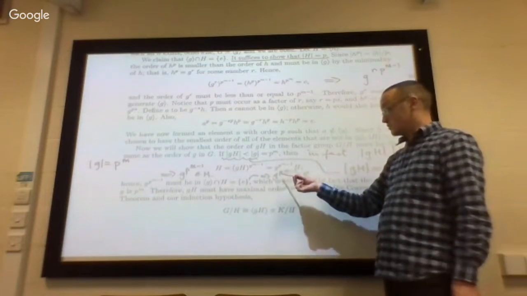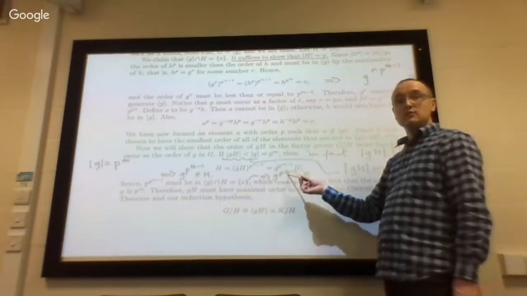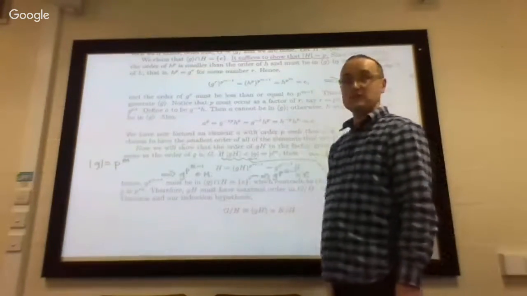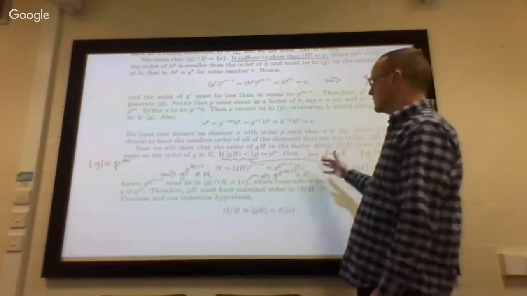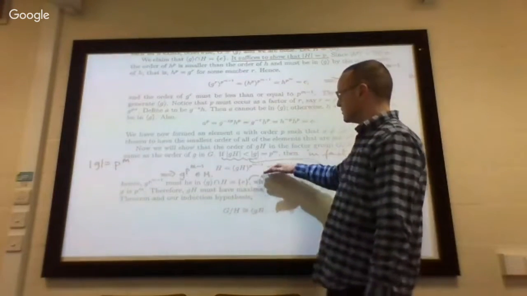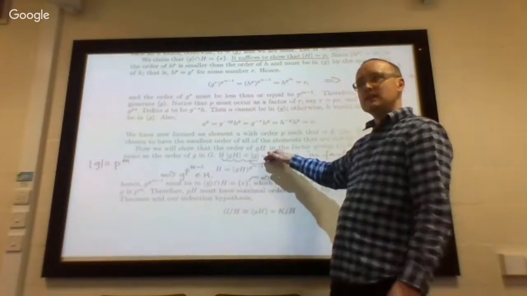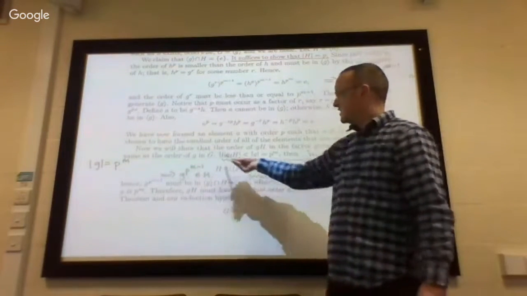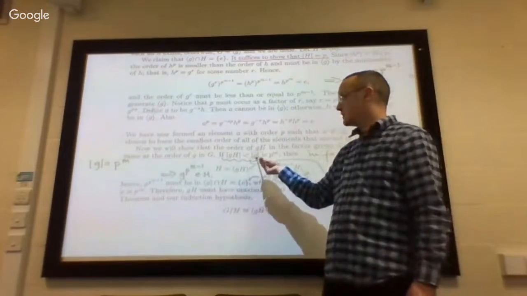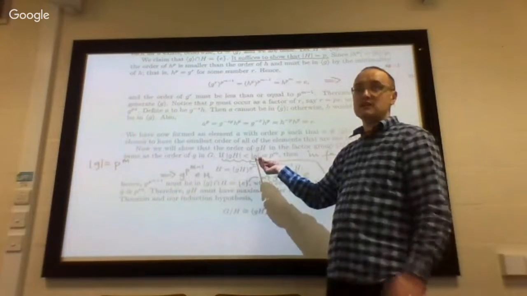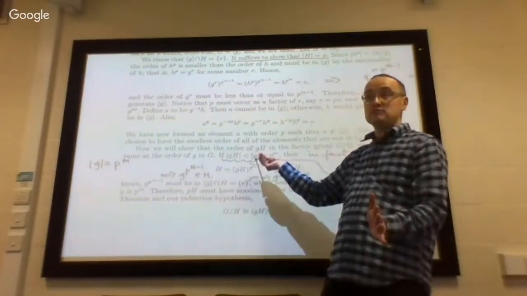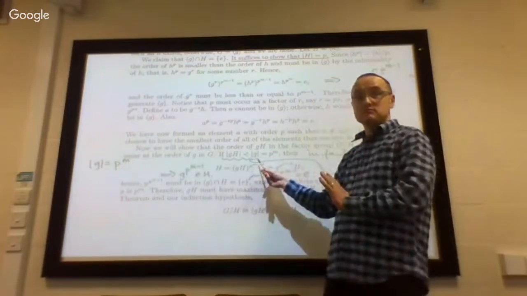Because otherwise the order would be at most P to the N minus 1, but we already named the order as P to the N. So that's a contradiction. Where did that come from? You reel back until you find an assumption that led to that contradiction. It was this assumption here: if the order of GH is smaller than the order of G. So you know it can't be smaller. Therefore it must be equal to.